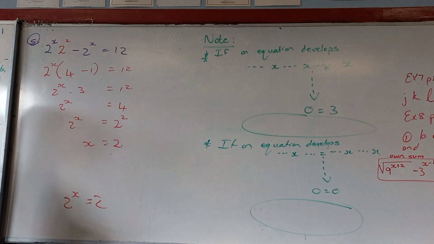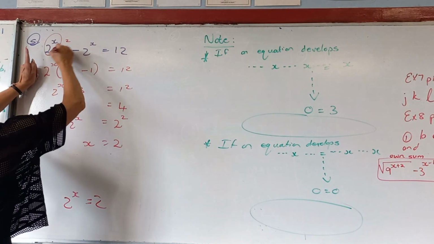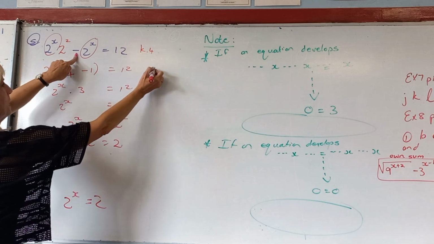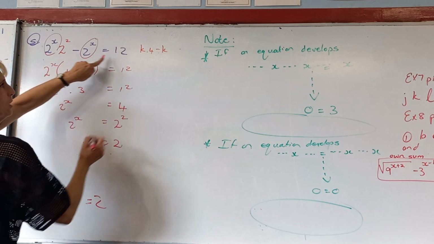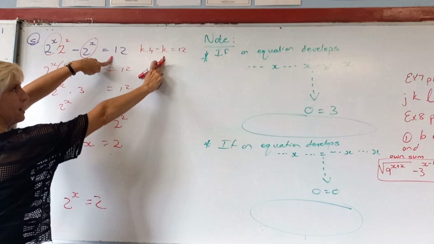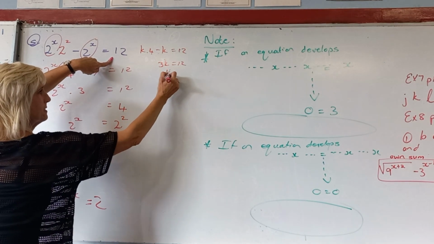But if I did want to use k method, what would it have looked like? 2 to the x equals k. That would have been my k, right? Yes, ma'am. So you would have had k times 4 minus k equal to 12, and that's 4k, right? Yes. Minus 1k is, so k is Yes.